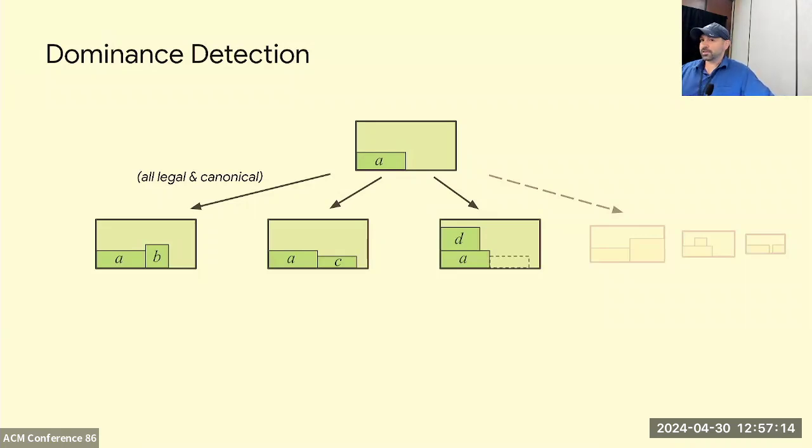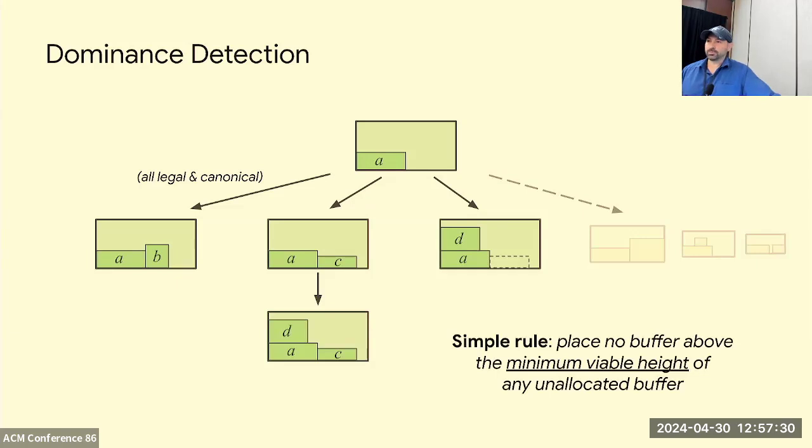These are offset monotonic solutions, so they have to be constructed from the ground up. So I can't place buffer C anymore in that spot. Even if I could have done so, that same solution will be explored through this other path, right? So we'd say that that third solution is dominated. And so what's the trick? It's a very simple rule. Never place a buffer above the minimum viable height of any unallocated buffer, okay?